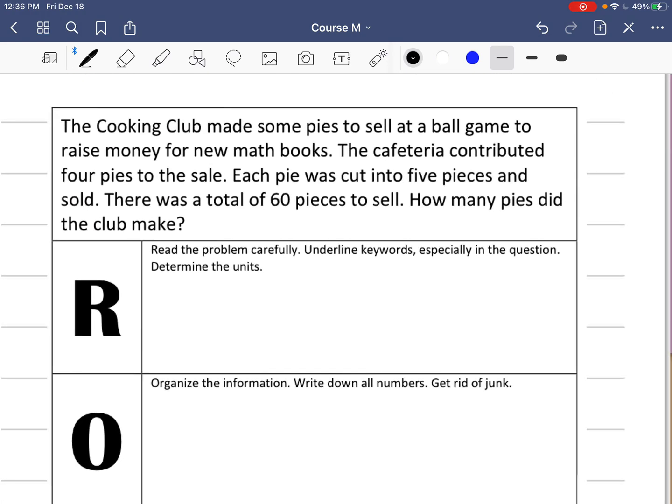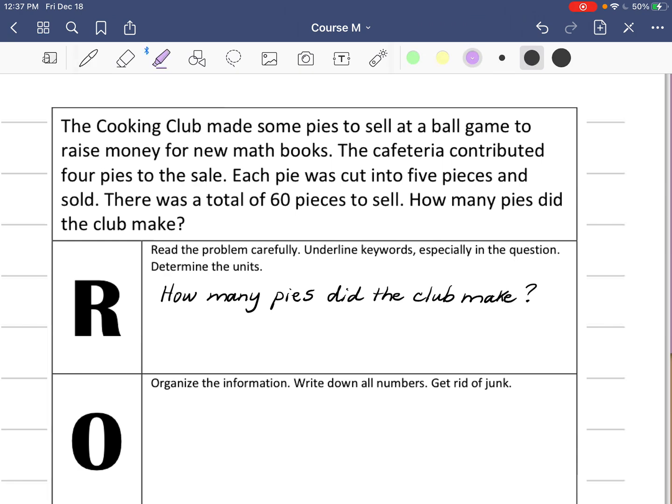Okay. The cooking club made some pies to sell at a ball game to raise money for new math books. The cafeteria contributed 4 pies to the sale. Each pie was cut into 5 pieces and sold. There was a total of 60 pieces to sell. So how many pies did the club make? So we want to know how many pies, not pieces, how many pies did the club make? So our unit this time is pies and club.